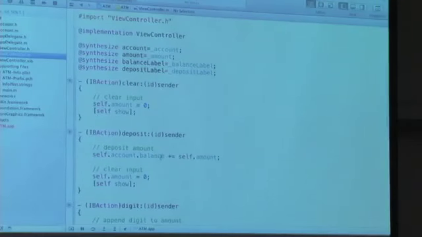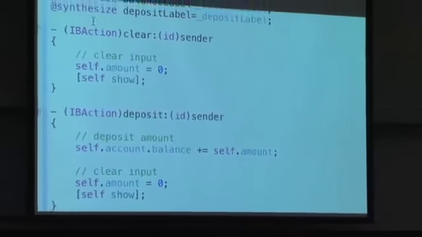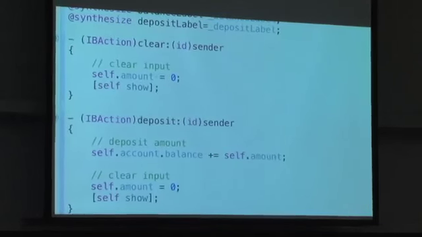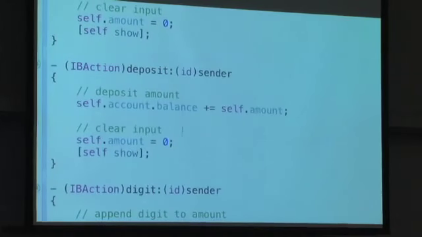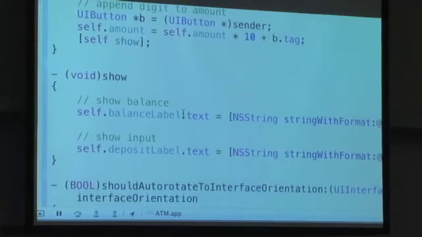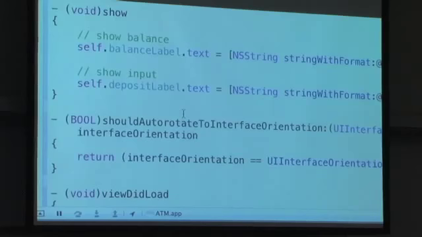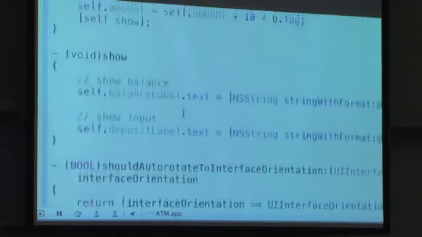So what methods did I have? Well, I had a method called clear, which is what gets invoked when the user hits the clear button, assuming my IB outlets were wired, my IB actions were wired correctly. Deposit, which is called when I push deposit. Digit, which is called when I press any one of the 10 digits. Show, which was a little helper method that I wrote. Should auto rotate to interface orientation, which gets called when I rotate the device. View did load, and so forth.